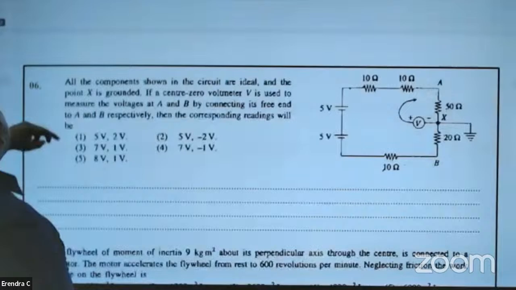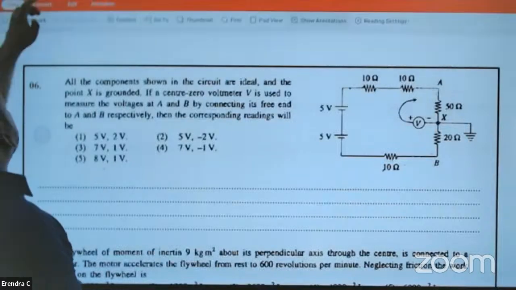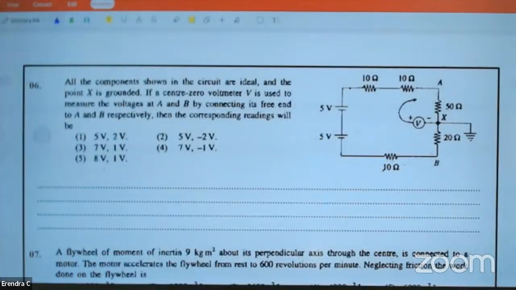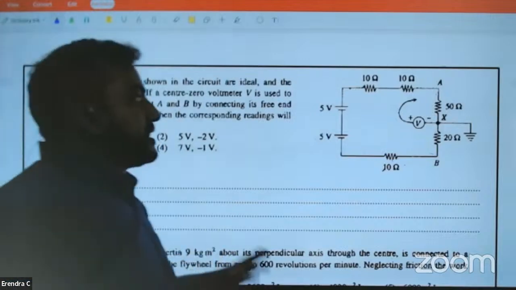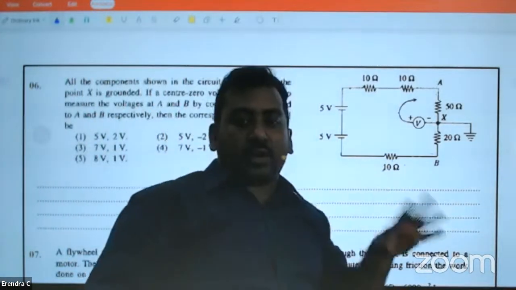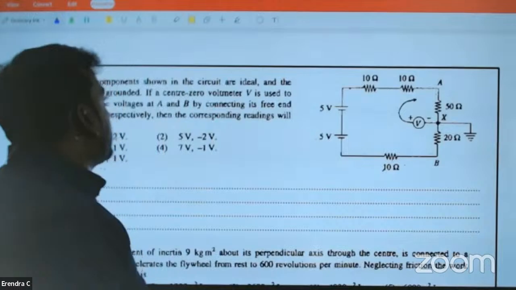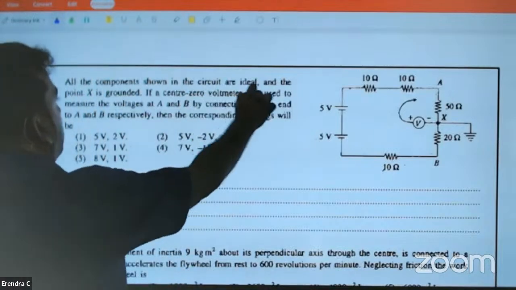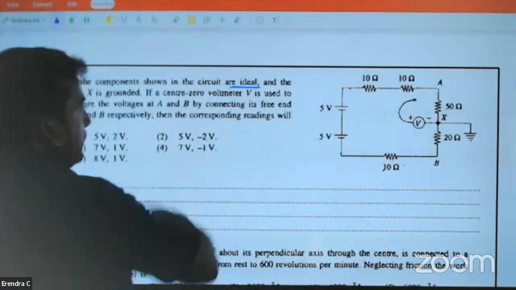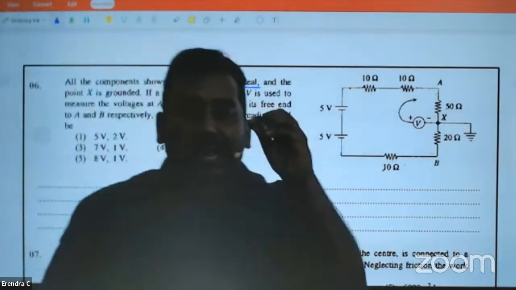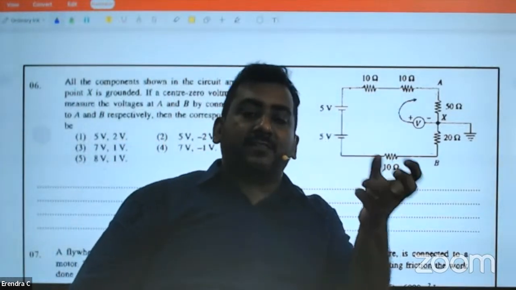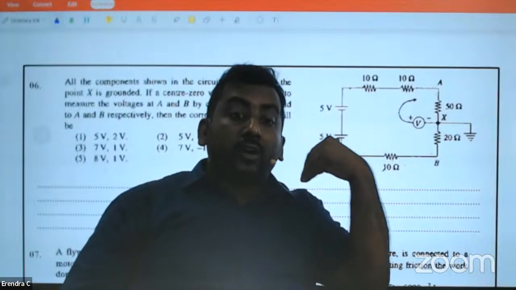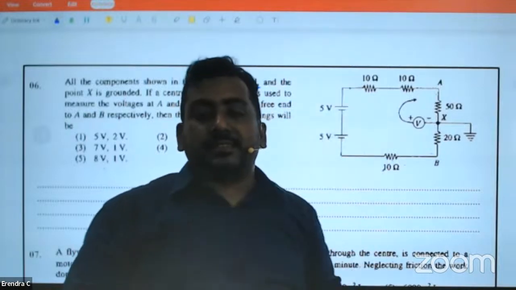MCQ number 6. Now, even though this looks like a difficult question, it is not. Very simple. All components shown in the circuit are ideal. When they say ideal, remember, ammeters have zero resistance. Voltmeters have infinite resistance.